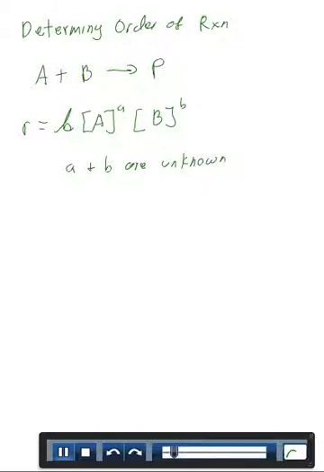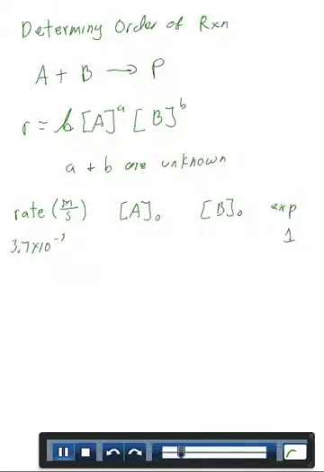Here's a way we can algebraically solve for a and b, these powers, if we do a couple of experiments measuring the initial rate. Now say we have the following data from experiments. We have the rate of reaction, in units of, say, molar per second, and the initial concentration of A and the initial concentration of B for several experiments. This will be the experiment number. For the first experiment, we have a rate of 3.7 times 10 to the minus 2, and our initial concentration of A is 0.1 molar. Initial concentration of B is 0.2 molar.